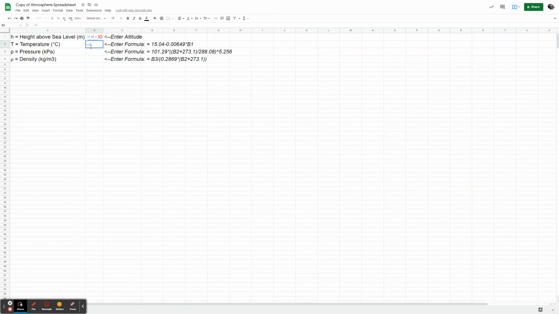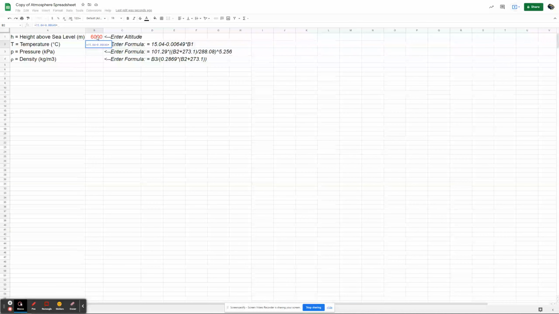So equals 15.04 minus 0.00649. Star means times, and then I want to use the height. The equation uses the height, 6,000. The cell address of that is column B, row 1, so B1 is what I type in the formula. Did I screw this up? No, I'm good. I clicked on it and I can type. Then I hit enter. Boom. It spits out my temperature.